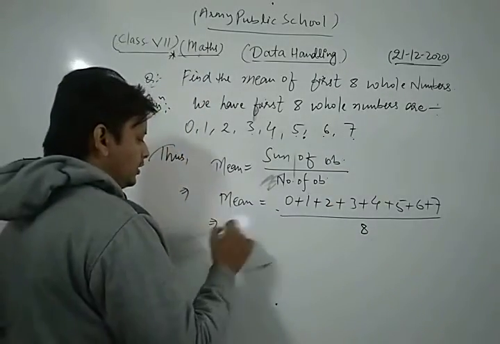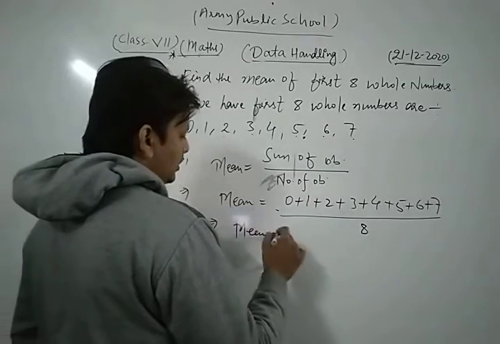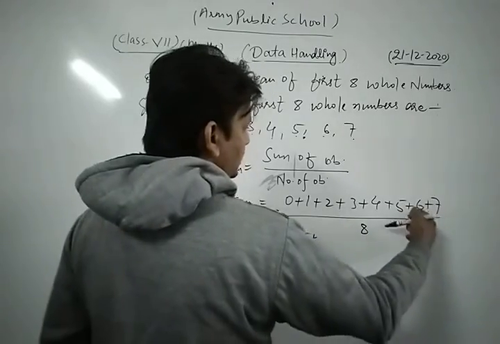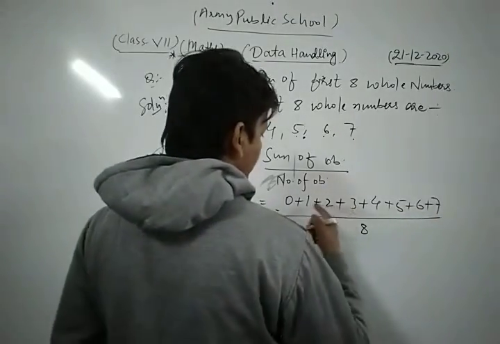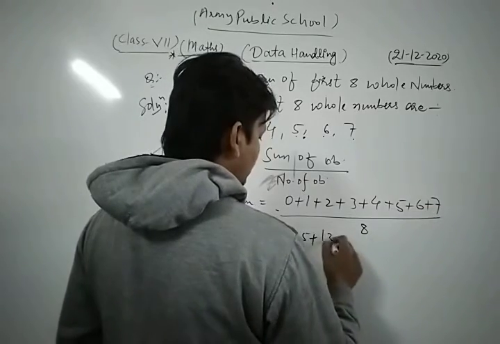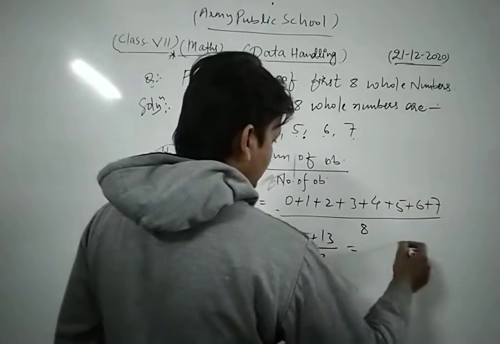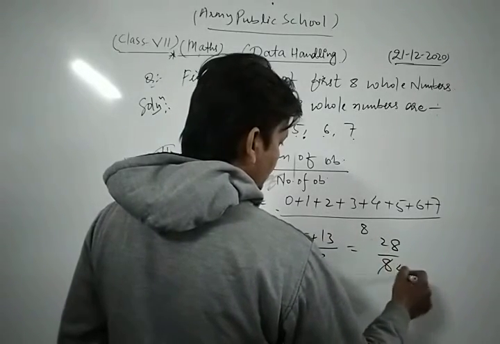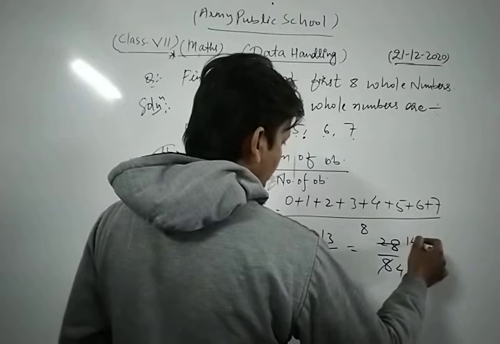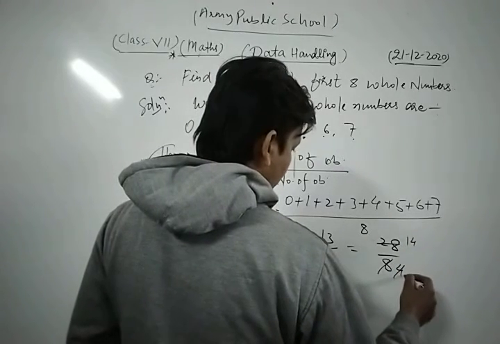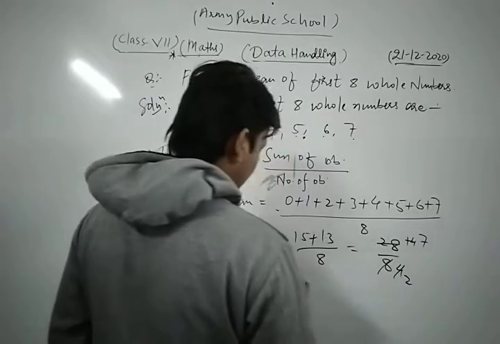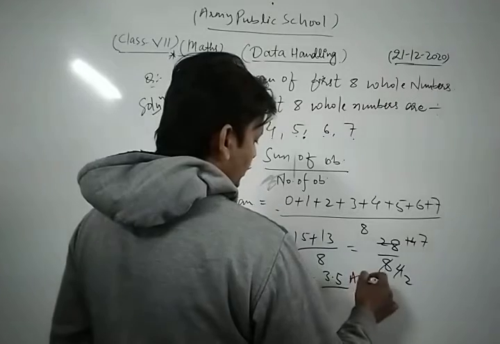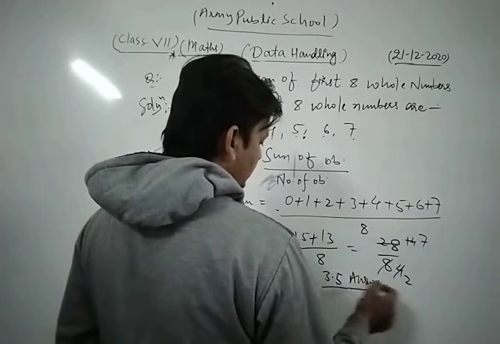Thus, dear students, the mean of the first 8 whole numbers is 28 divided by 8. So we get 28 upon 8, that is, 2 fours are 8 and 2 sevens are 14, so we get 7 by 2, or 3.5. This is our required solution of the given question.